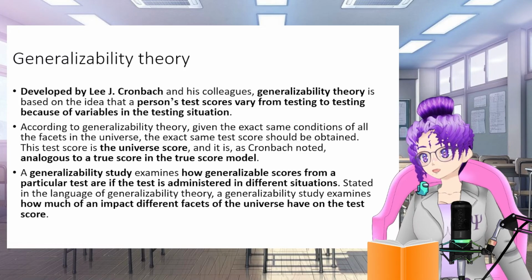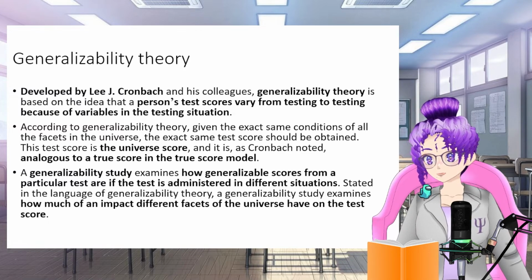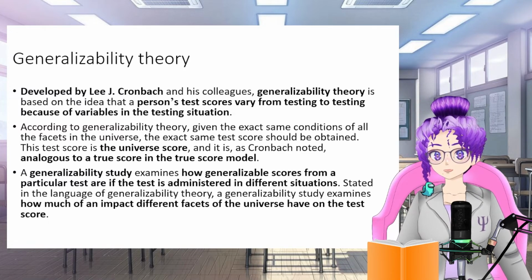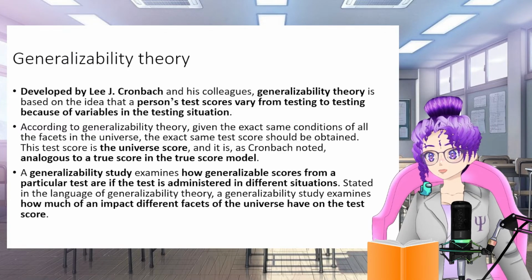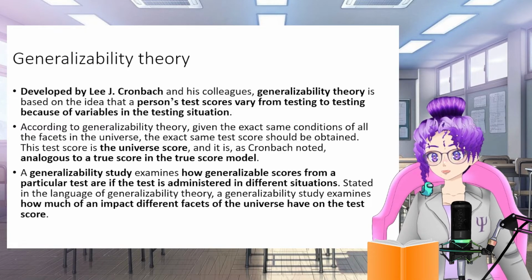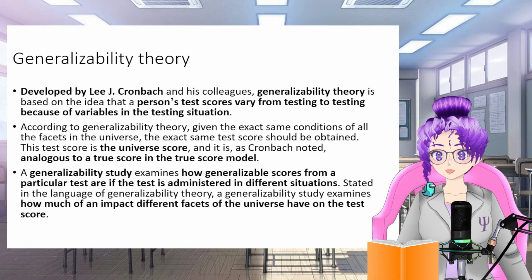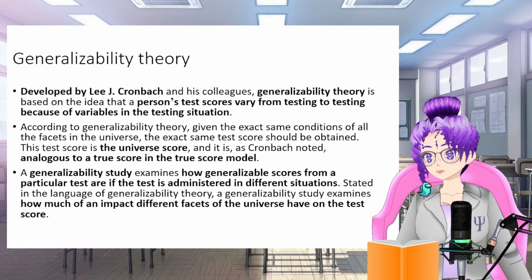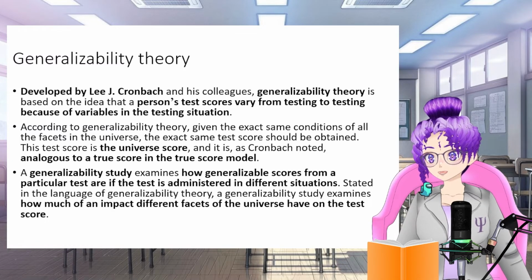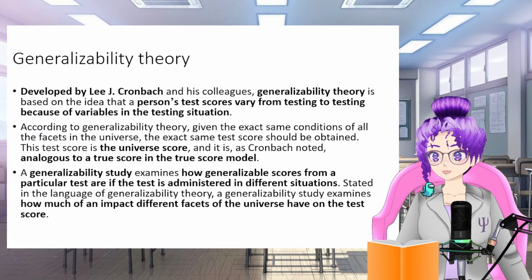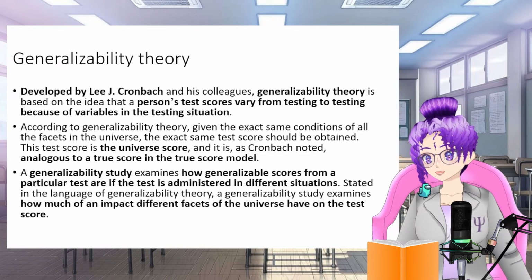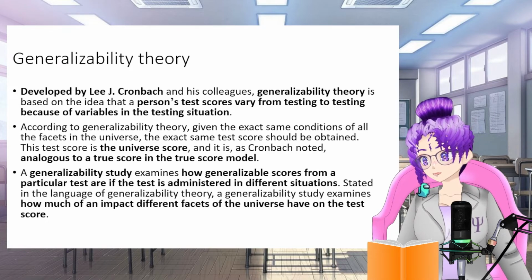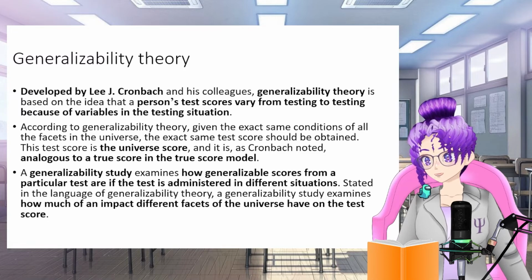This was developed by Lee J. Cronbach and his colleagues. Generalizability theory is based on the idea that a person's test scores vary from testing to testing because of the variables in testing situations. According to the generalizability theory, given the exact same conditions of the facets in the universe, the exact same test score should be obtained. The test score is the universe score, and it is, as Cronbach noted, analogous to a true score in the true score model.